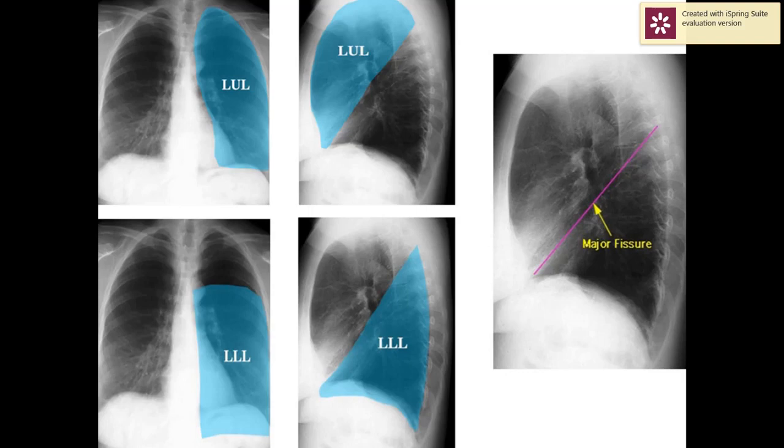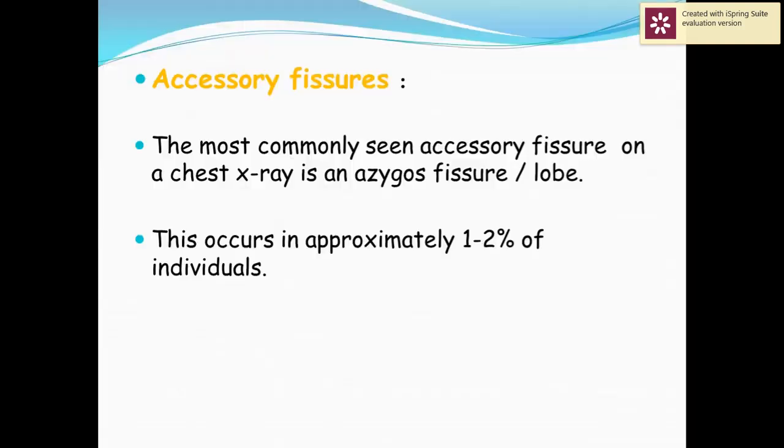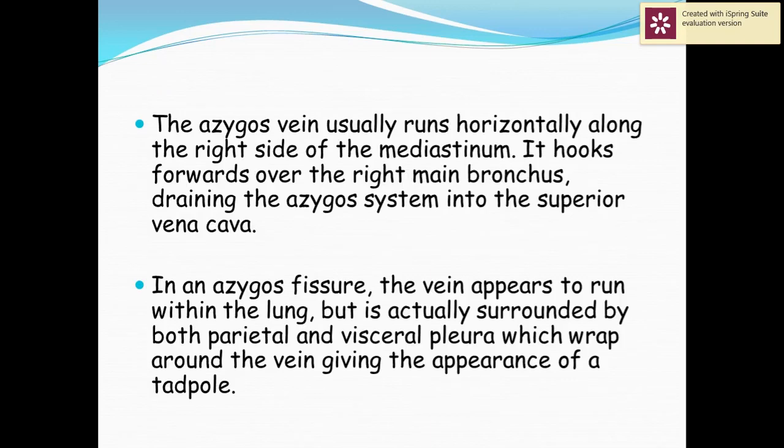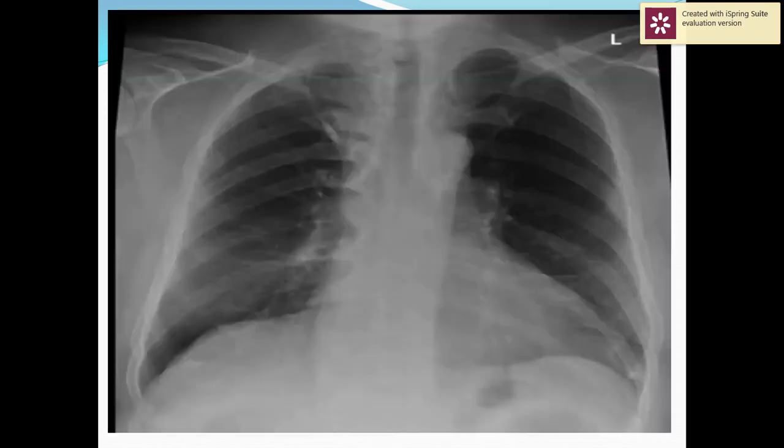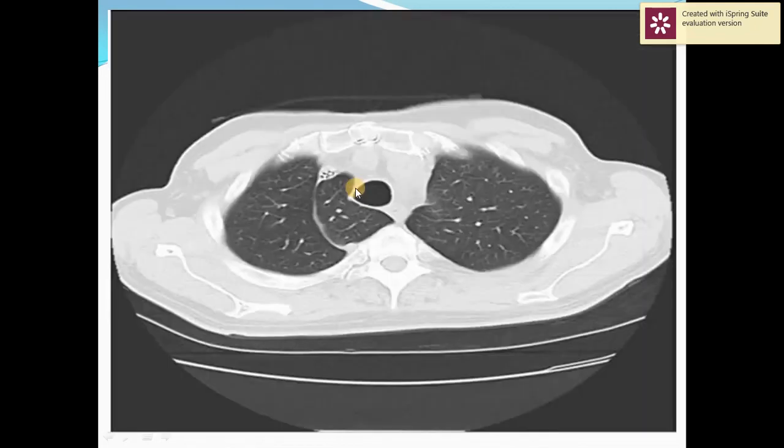Here, this is the left major fissure. It divides the left upper lobe from the left lower lobe. There is an accessory fissure. Sometimes we find an azygos fissure, when the azygos vein runs horizontally along the right side. This is the azygos vein, which gives us this accessory fissure.